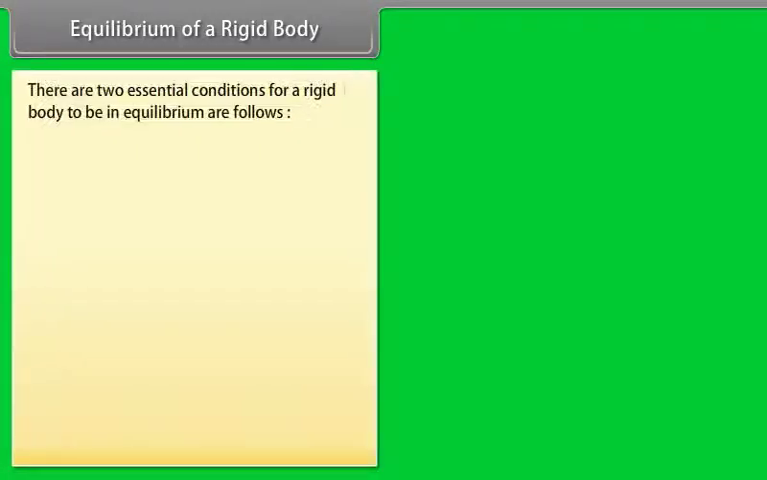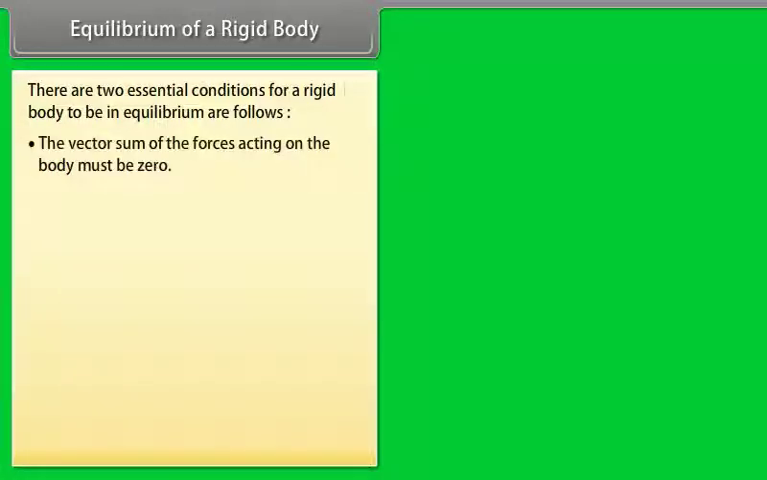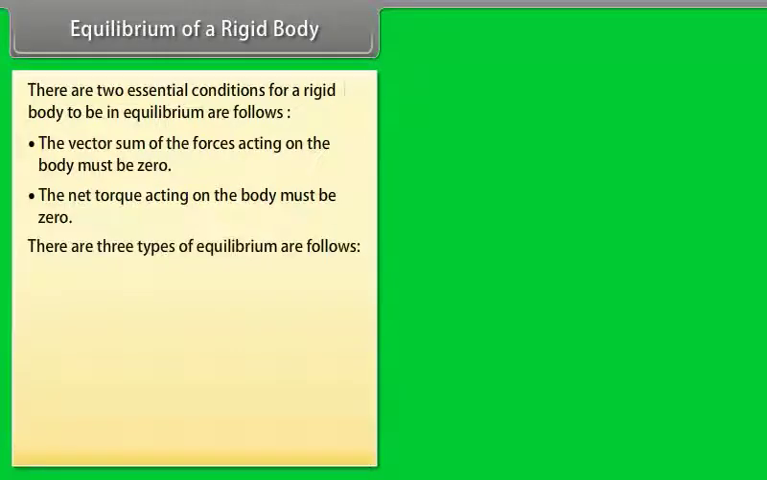Equilibrium of a rigid body. There are two essential conditions for a rigid body to be in equilibrium, as follows. The vector sum of the forces acting on the body must be 0. The net torque acting on the body must be 0. There are three types of equilibrium, and they are as follows.